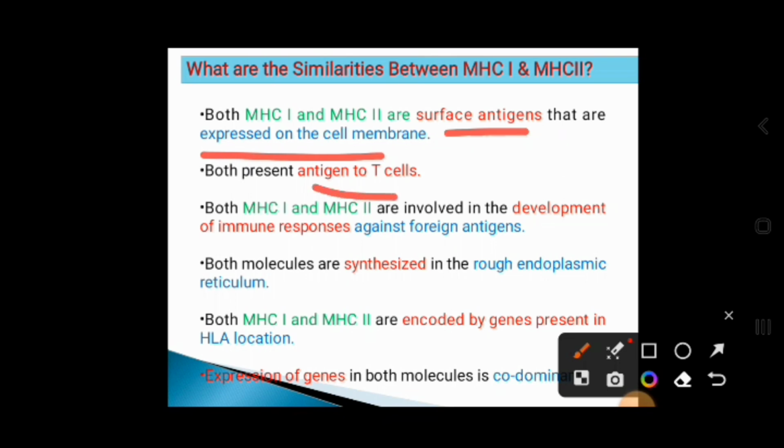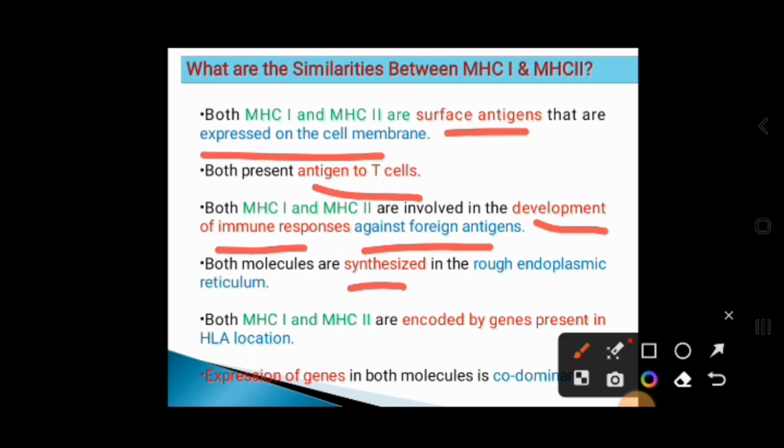Both present antigen to T cells, because the T helper cells recognize the antigen presented by MHC II molecules, whereas cytotoxic T cells are recognized and bound by the MHC I molecules. Both MHC I and MHC II are involved in the development of immune response against foreign antigens.